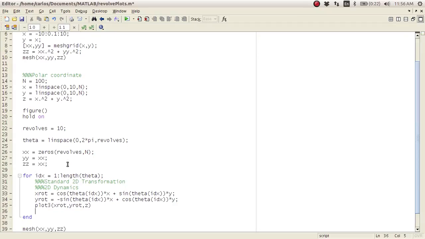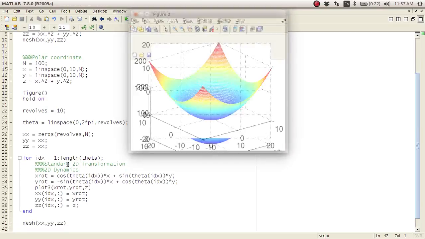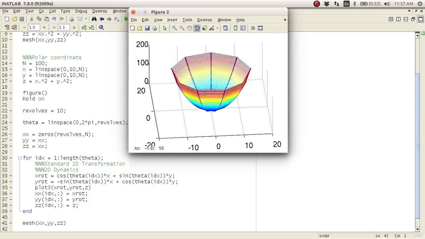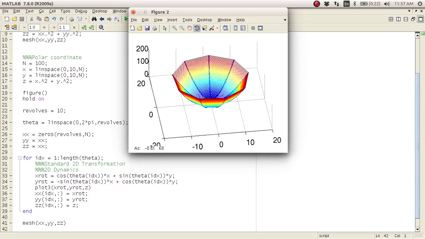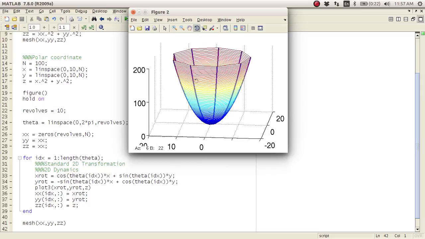So when I do this plot3 command, I can just say, give me the IDX row, all the columns, and set that equal to X rotate. And then yy of idx comma all is y rotate. And then, what's zz of idx comma all? Well, that's easy. It's just z. It's always z. And so if I hit go on that, there is my mesh revolved right there.